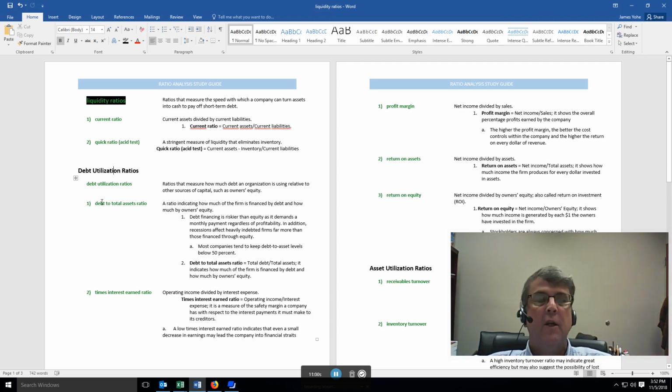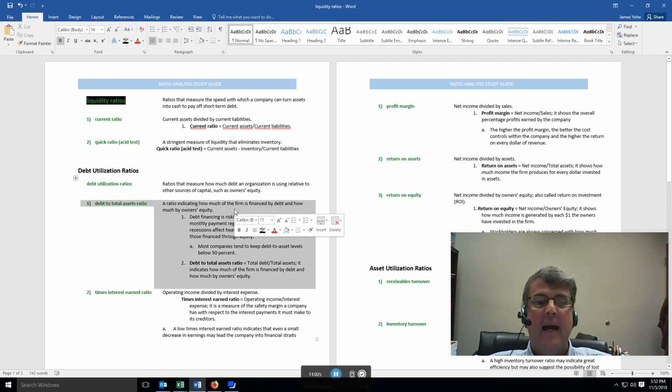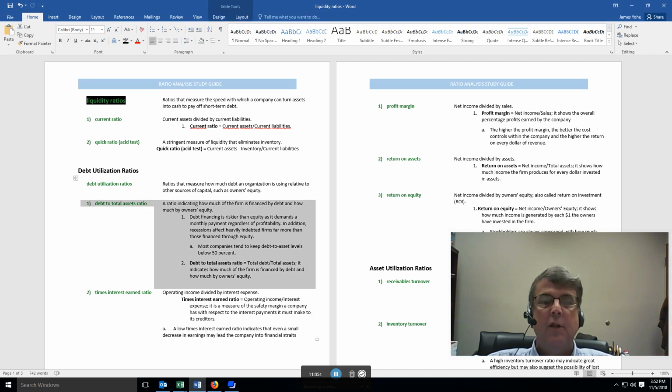So the first thing we're going to look at is something called the debt to total asset ratio. The debt to total asset ratio is a ratio indicating how much of the firm is financed by debt and how much by owner's equity. So let's say you've got a company and there's $100 in assets, but you've borrowed $60, okay? The debt to total asset ratio would be the $60 in debt divided by the $100 in assets, and roughly 60% of that company, 0.6, is owned by the banks.